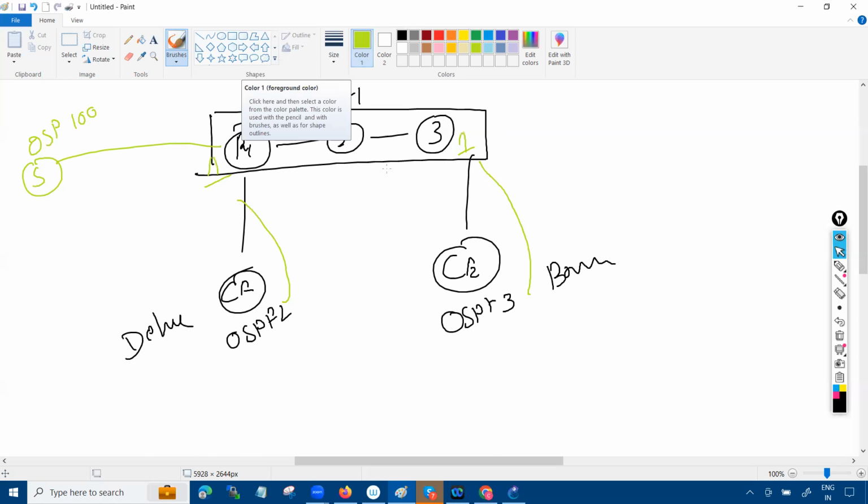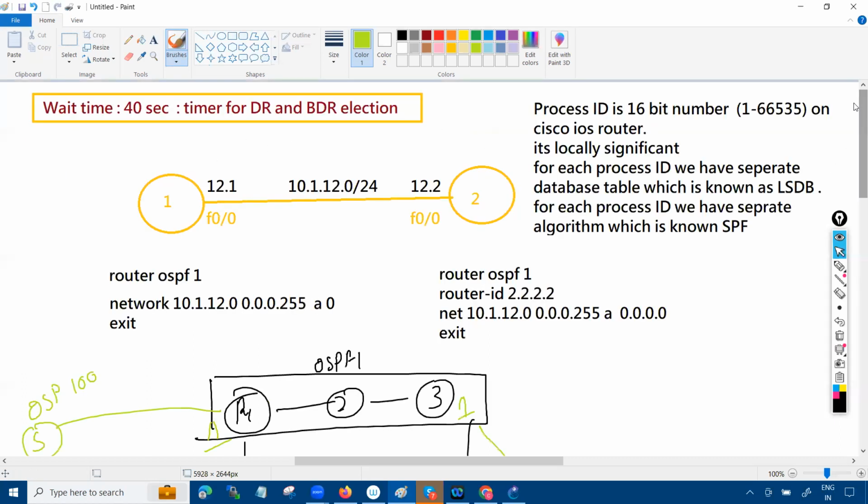You will see this kind of scenario when you go to the service provider level. But in a single company, it is always recommended to have the same process ID. Otherwise, your router will consume lots of memory and CPU. So I hope the process ID concept is clear to all of you.